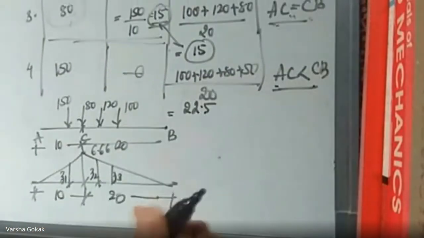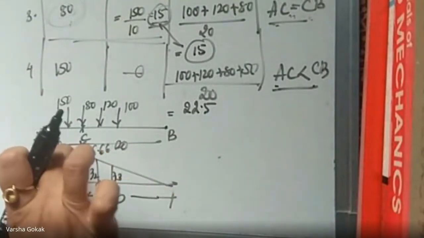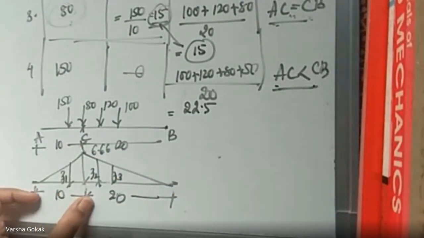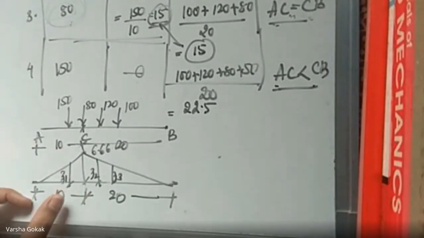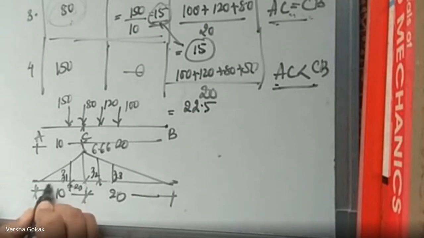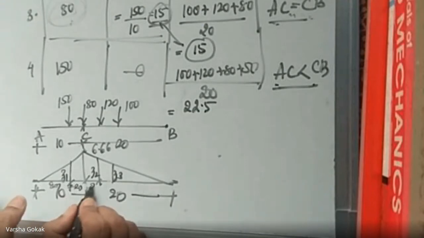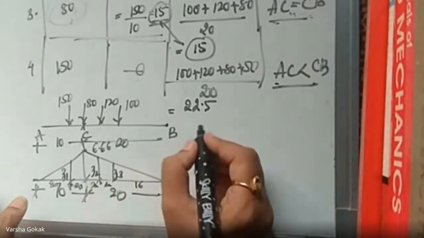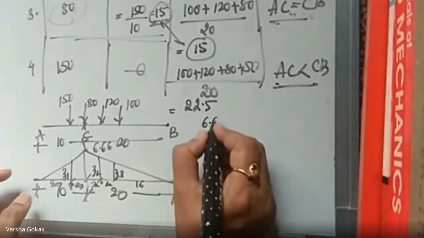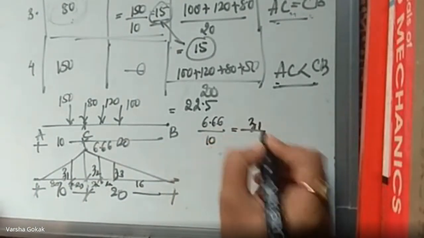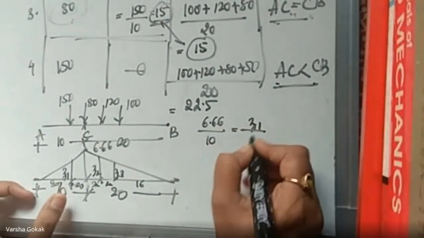So in calculation of ordinates, 6.66 divided by 10 is equal to Z1 divided by this. Now how much is this? This is 2 meters. The remaining distance is how much? 8 meters. Here this is 2, this is 2, this is going to be 16. Correct? So here 6.66 divided by 10 is going to be equal to Z1 divided by 8.